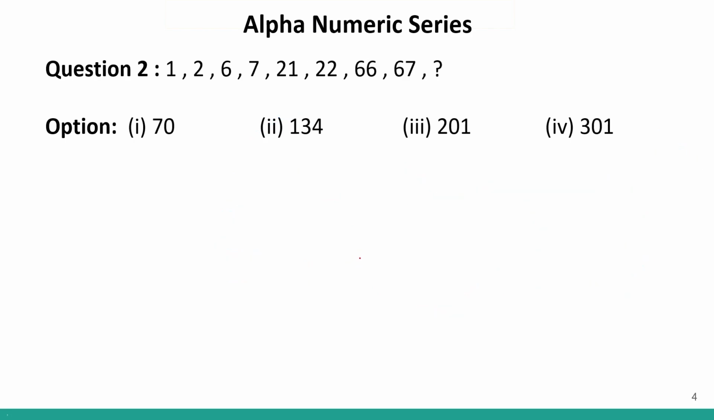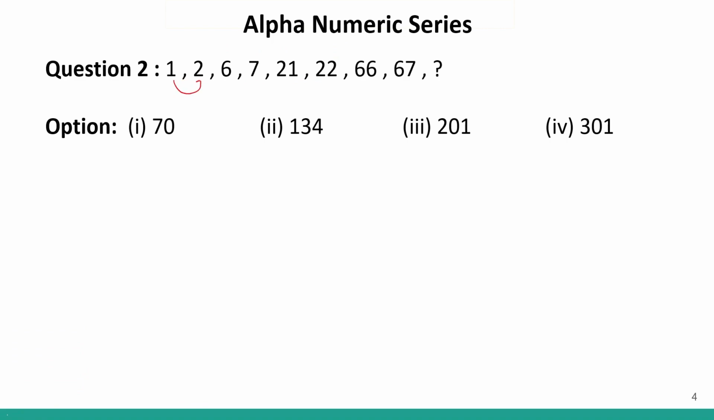Then moving on to question number 2. In question number 2, we have 1, 2, 6, 7, 21, 22, 66, 67. Now over here, I can see these numbers are very close to each other, and then from this number to this number, I can see a jump. Okay, so let me try to find a logic.